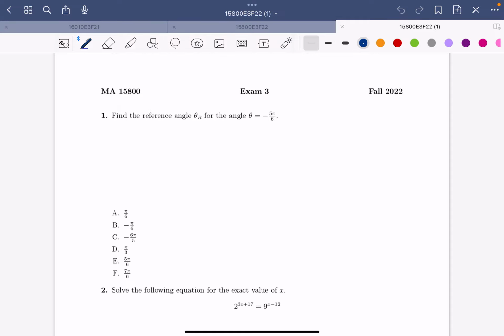The exam 3 walkthrough for the course MA158 for fall 2022. Let's begin. Number 1, find the reference angle theta r for the angle theta equals negative 5 pi over 6.